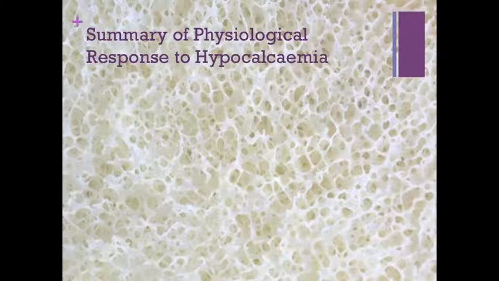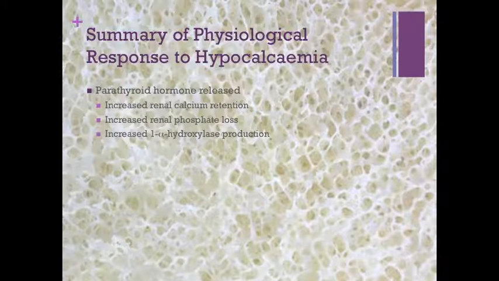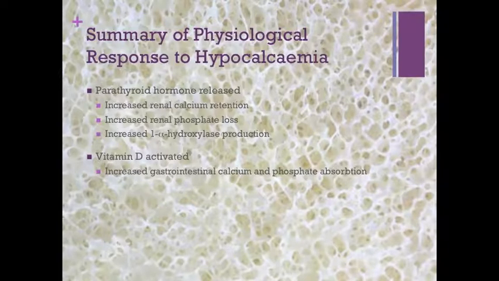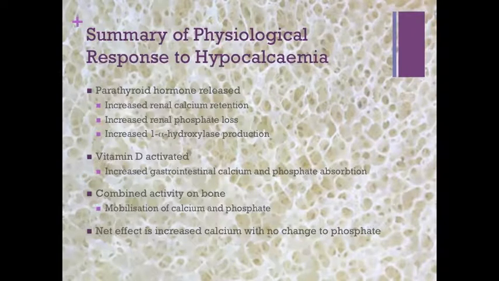In summary, in response to hypocalcemia, PTH is released, which results in increased renal tubular calcium retention and phosphate excretion, increased 1-alpha hydroxylase production, which then increases active vitamin D. This increases gastrointestinal absorption of calcium and also phosphate, which counterbalances the primary phosphate loss, and bone mobilisation of calcium and phosphate. The net effect is to increase calcium with negligible change in the phosphate level.